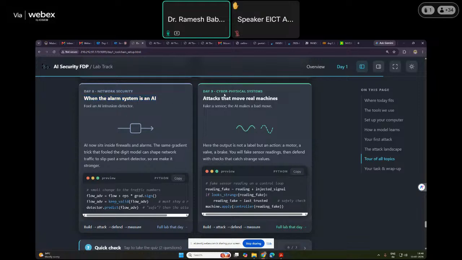Then moving on to day 9, we will talk about cyber physical systems. Moving on from network security, we will also see a glimpse of how you can use AI systems to secure overall cyber physical systems. In cyber physical systems, you have labels which are not about some image or text. Those are real world actions. It can be a motor action, a valve, or a brake. So it is even more important, I would say, because you don't want your AI model, which is deployed in the real world, to misbehave or misclassify. It would be really dangerous.